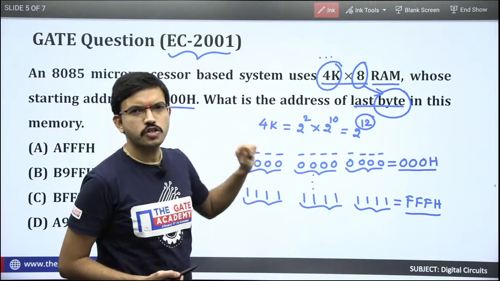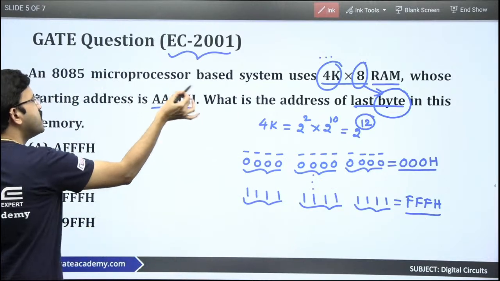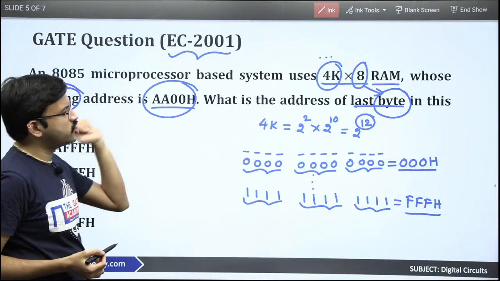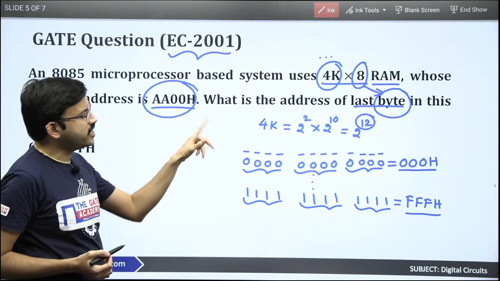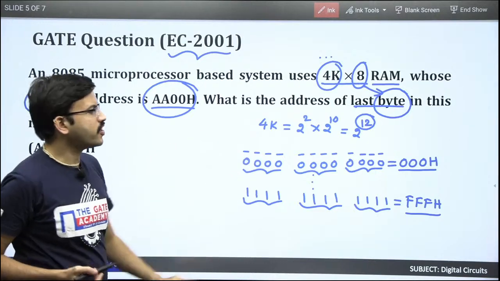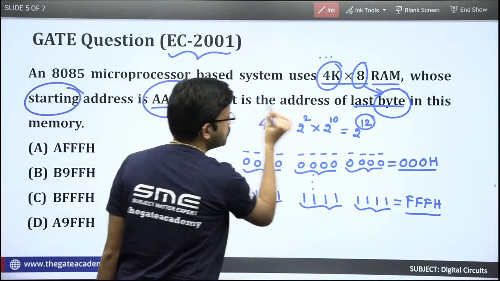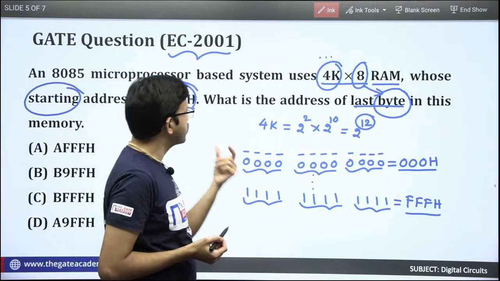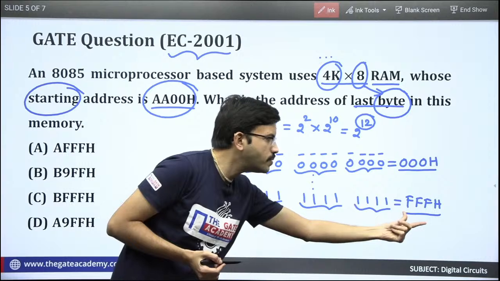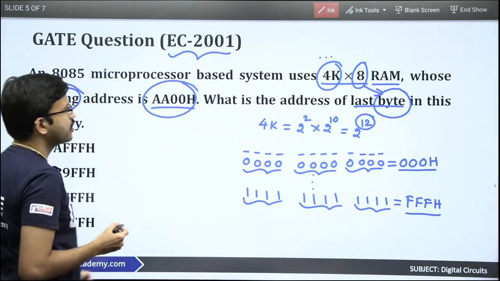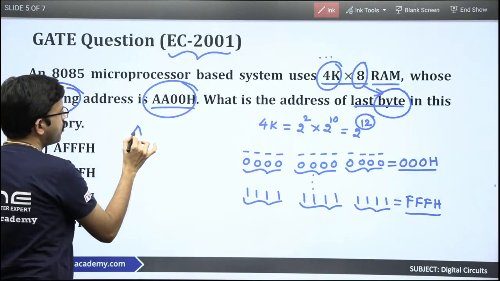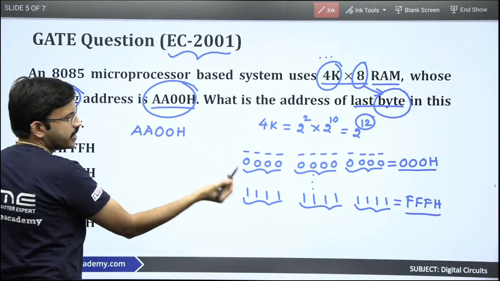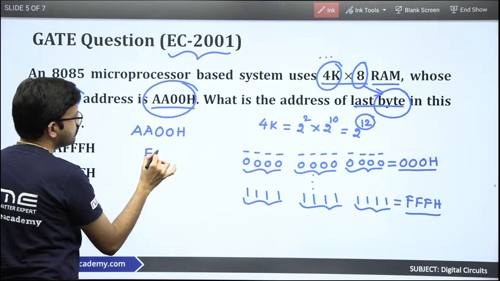But now in the question, they have mentioned that the starting address is AA00H, and they ask what the ending address is. In order to get the ending address, you have to add these two numbers: AA00H and 0FFFH.